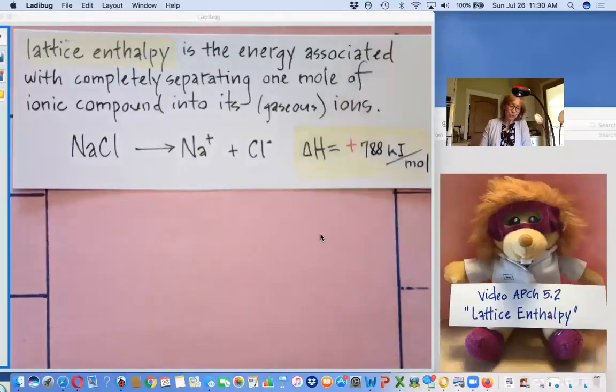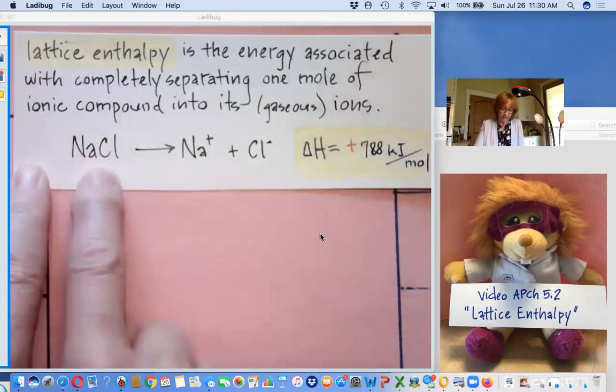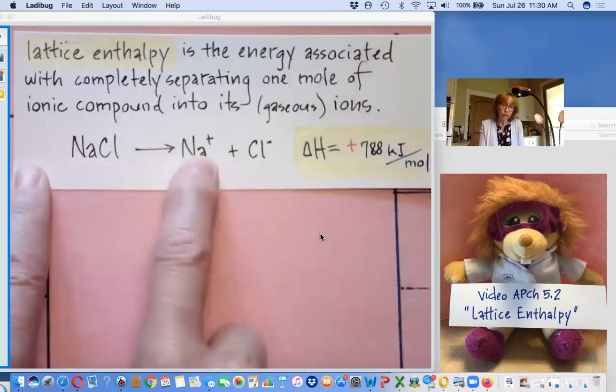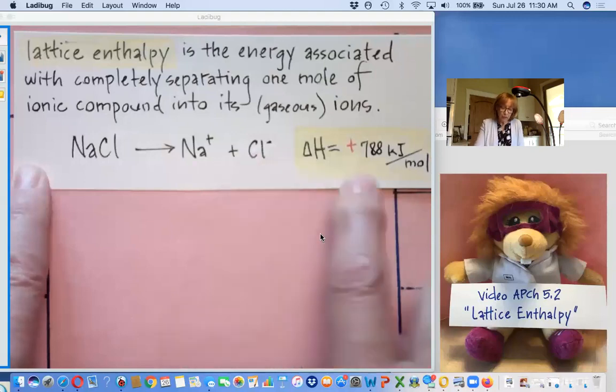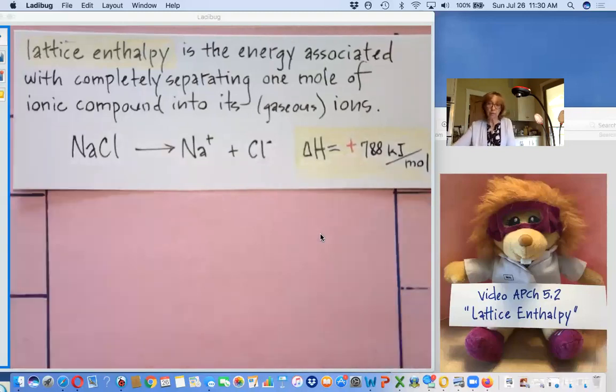Hey guys, welcome to today's video, which is about lattice enthalpy. Lattice enthalpy or lattice energy is simply the energy associated with completely separating 1 mole of ionic compound into its ions. So for example, for sodium chloride, if you had a mole of this substance and you wanted to break all the ionic bonds so that you had a mole of sodium cations and a mole of chloride anions, that would require that you put in 788 kilojoules for the mole.